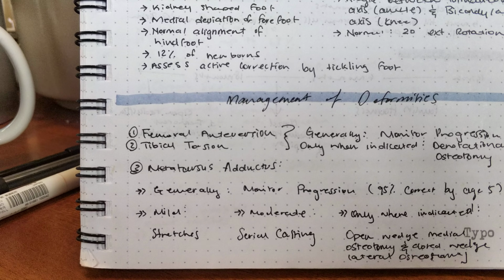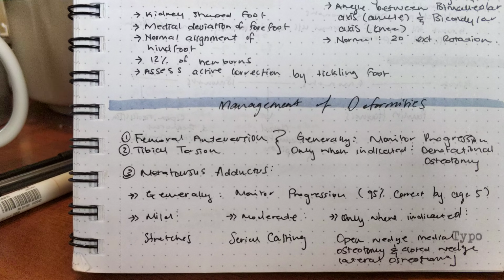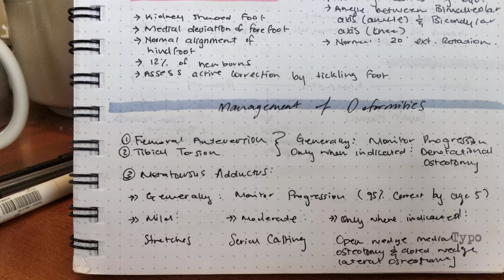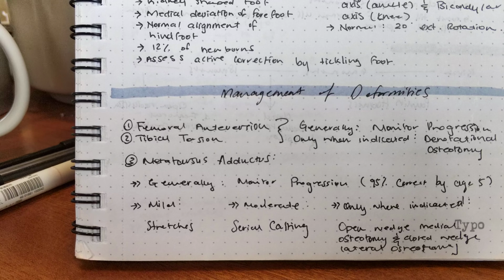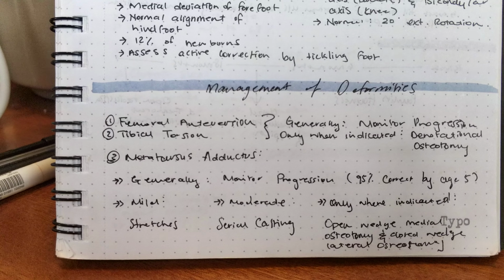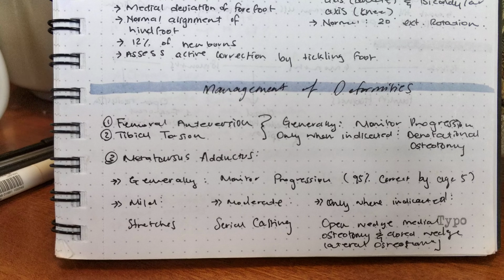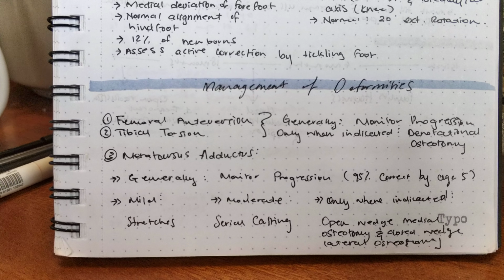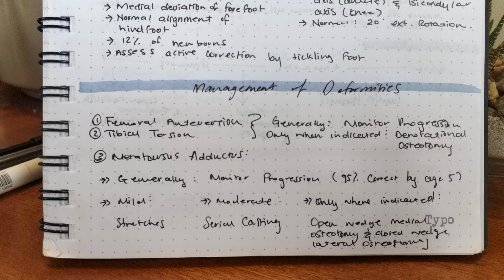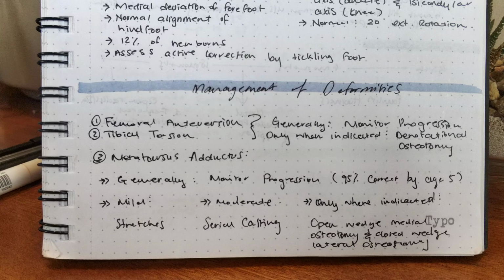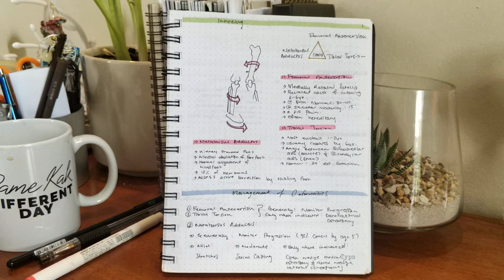For metatarsus adductus, generally we also monitor the progression because 95% of the time they correct by the age of 5 without any medical intervention. There are different management options depending on severity. For mild, we can give them stretches to correct the kidney-shaped foot, and in moderate we can do serial casting, and only when indicated we can do an open wedge medial osteotomy and closed wedge lateral osteotomy. So that is it for intoeing.